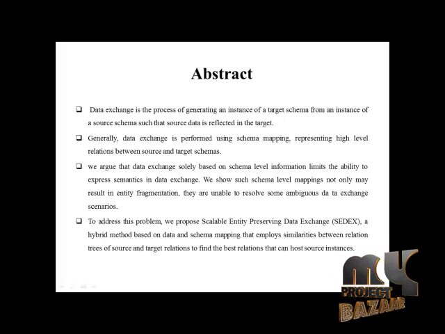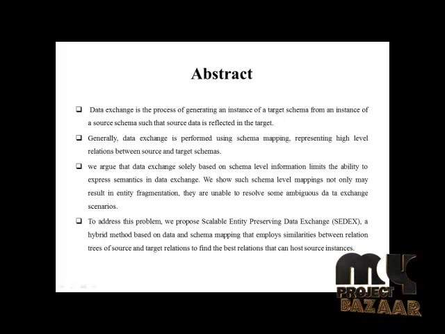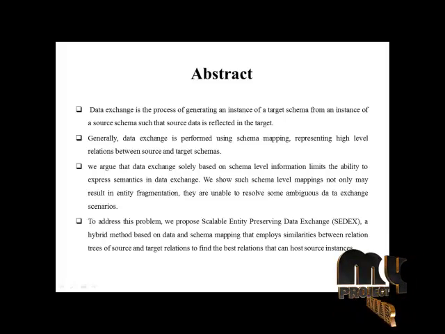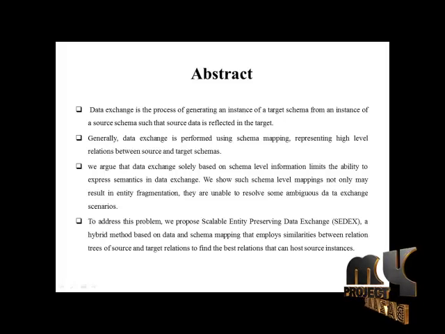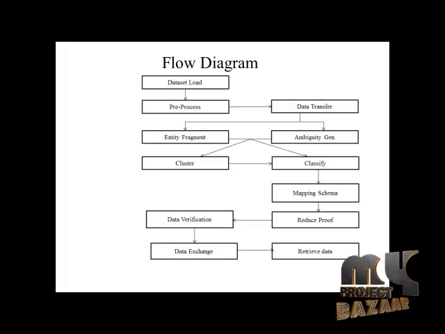Here we will analyze two types of problems to be overcome. One is entity fragmentation, the other is ambiguity generation. Existing methods are unable to solve such ambiguous data exchange scenarios. Here we address the problems with the proposed Scalable Entity Preserving Data Exchange, SEDEX, a hybrid method based on schema mappings and the similarities of the relation trees or tuple relations of the source and target schemas. This is the flow diagram of SEDEX.